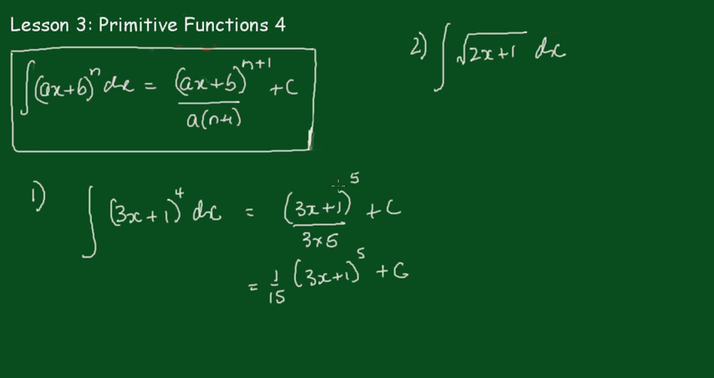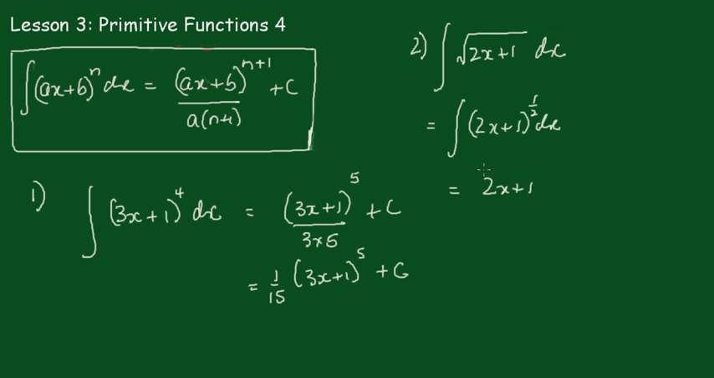Okay, now how about this one? Looks a bit daunting at first. You can certainly see the use of this rule with this one. This one here, you rewrite as (2x plus 1) to the half. Now I'm sure you can do that. Okay, did you get this?